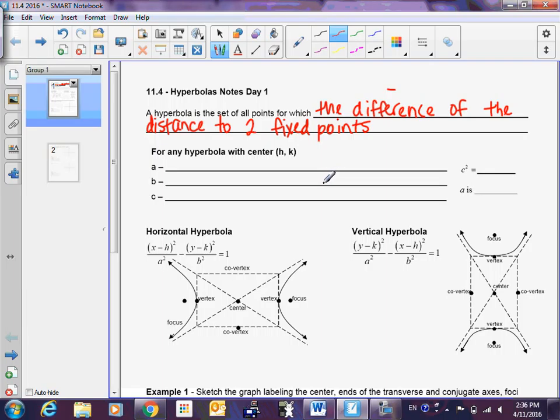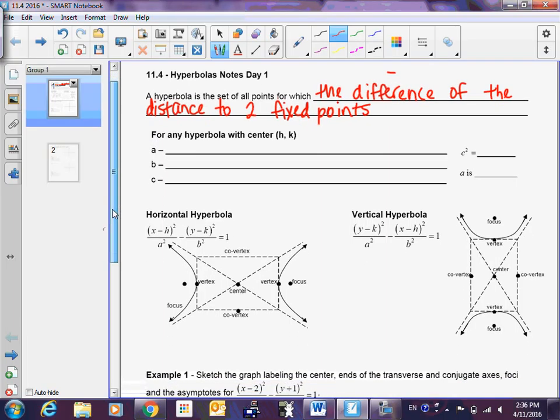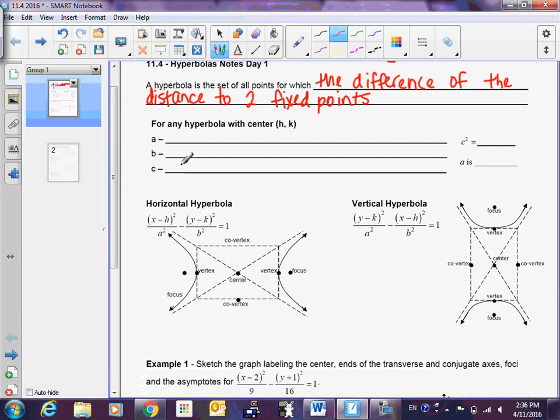All right. So let's talk about A, B, and C. A, B, and C mean the same thing as they did with ellipse. And you can even look on your blue card to see that. So make sure you're on the side that says hyperbola. So this is going to be on the back side from where we were.